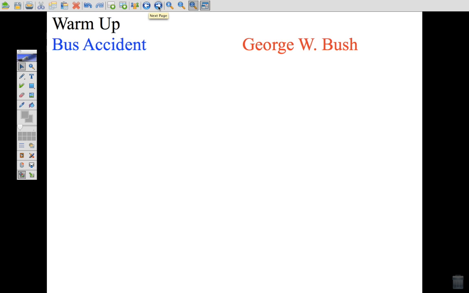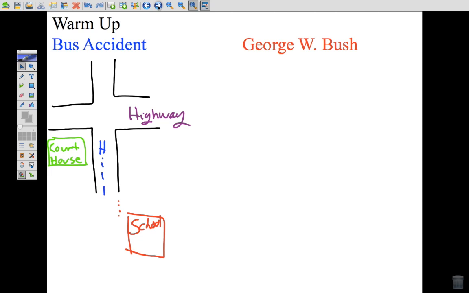The first one's about a bus accident. True story. It's probably at least 10 years ago. One of our school buses actually got into an accident driving students to school. Luckily, no one was hurt, just a little bit of damage to the school bus and the car that turned right into it. So you can see here the school bus was turning, and the car hit the school bus right in the center there.